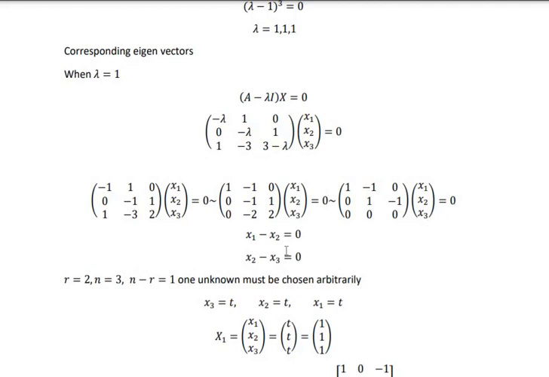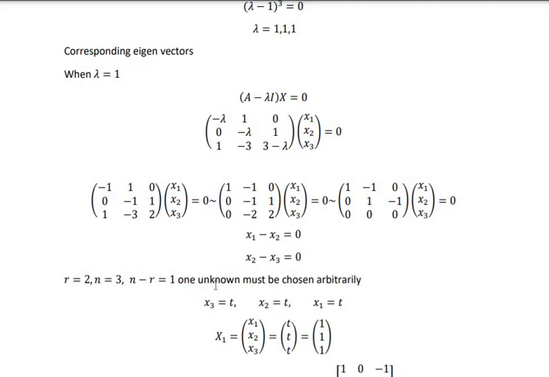So when you multiply this, you will get the equations x1 minus x2 is equal to 0, x2 minus x3 is equal to 0. When you consider this coefficient matrix, this equivalent matrix of A, we can see what the rank is. So rank is equal to 2 and n is equal to 3. Number of unknowns is equal to 3, x1, x2, x3. Then n minus r. So what is that? 3 minus 2. So that will be equal to 1.